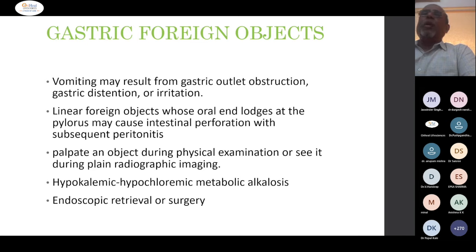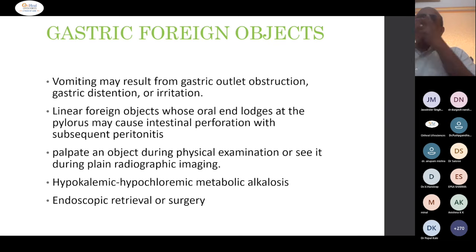This will always be there. For example, once a dog had consumed a battery, a pencil battery. So we were thinking of lead toxicity, all these problems will be there, but nevertheless we thought we will wait for one day. And we gave procandidate drugs, and the next day it had passed out without any problem. So it depends on the clinical situation whether you do a surgery, or allow it to come out, or whether you can do it endoscopically. Endoscopy is non-invasive, so you can always take it.